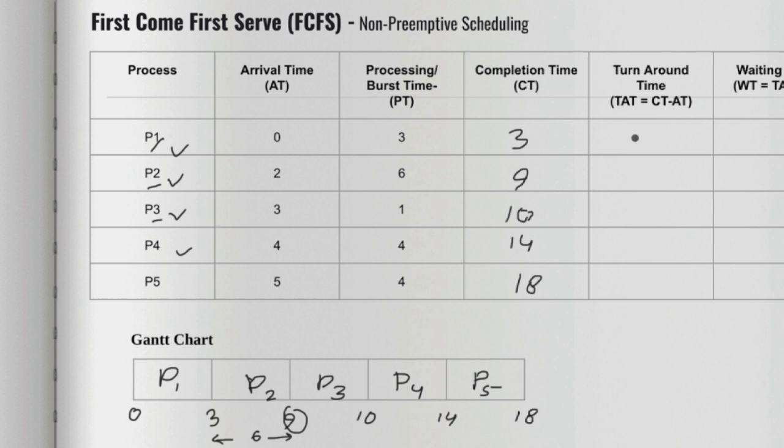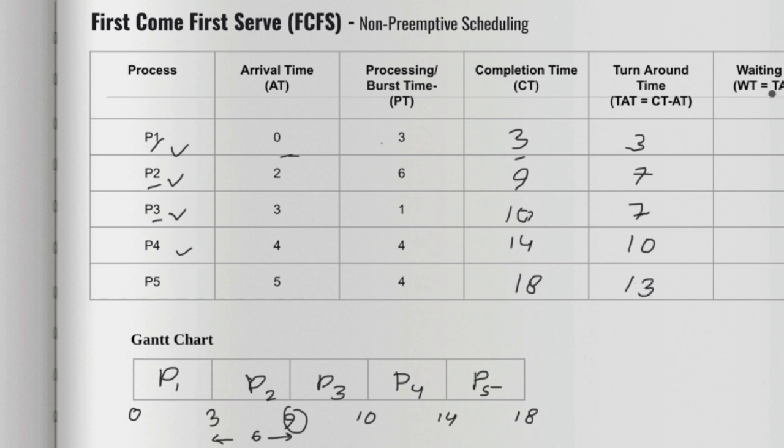Similarly, the turnaround time is equal to the completion time minus arrival time. For how long did the process stay in the system? That's calculated from the completion time and the arrival time: when it came and when it got completed. That's the difference. So 3 minus 0 becomes 3. Then 9 minus 2 is 7. 10 minus 3 is 7. 14 minus 4 is 10. 18 minus 5 is 13.